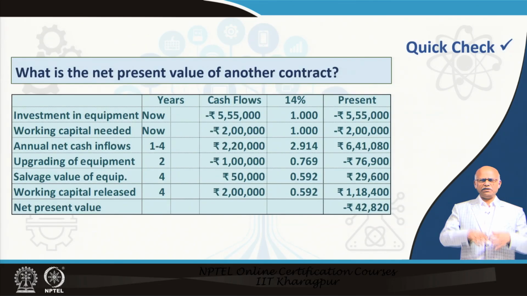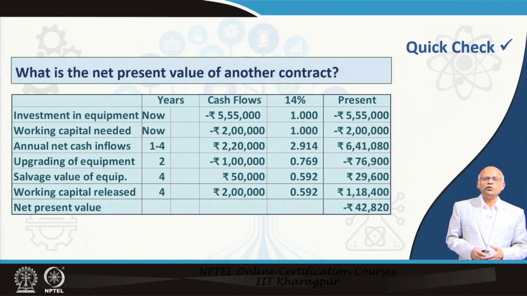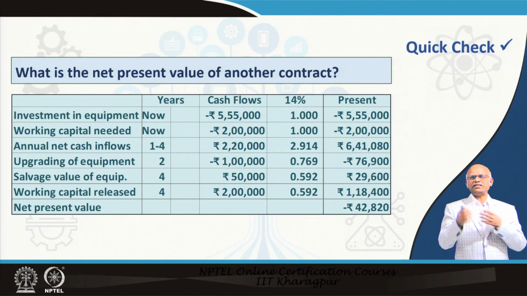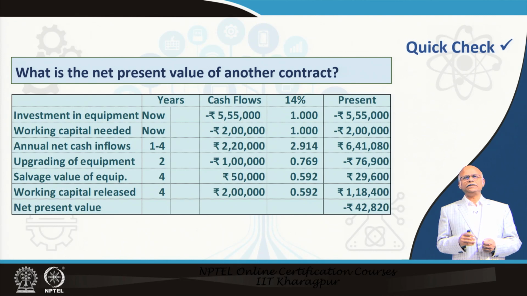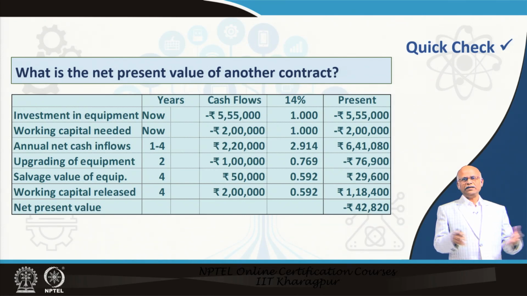Here is another example, very quick example. Say the same contract now has more initial investment, more working capital, but there are other twists like annual cash inflow is 2,20,000 rupees. Then there is some net cash inflow, meaning that there is no other expense, all expenses taken together. Every year you are getting 2,20,000 rupees. Then upgradation after 2 years, then salvage value after 4 years, working capital is returned back. So, remember that working capital comes back always.